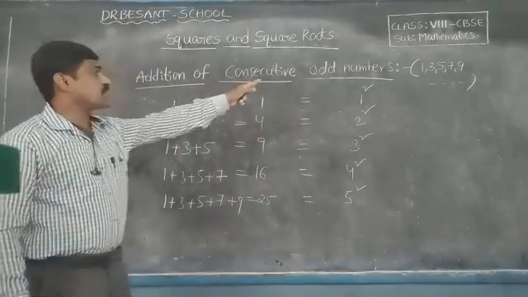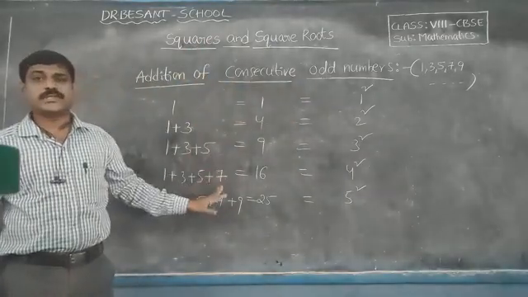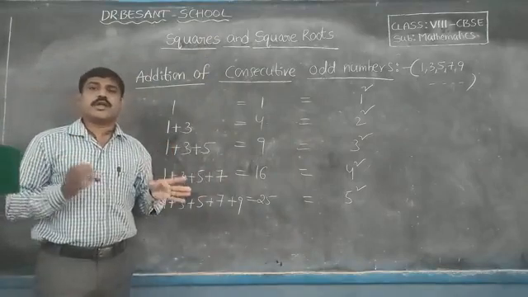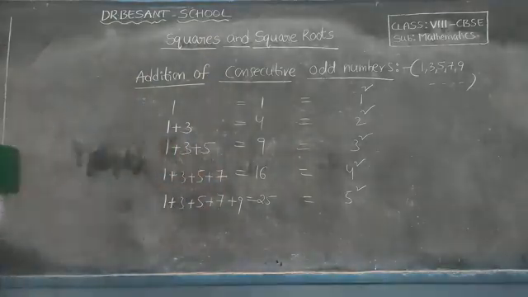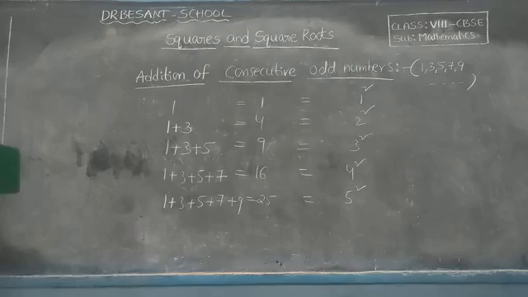So addition of consecutive odd numbers. This pattern you have to observe and remember. Note down, children: addition of consecutive odd numbers. I will send the PDF also, no need to worry. Next, some solved examples are there. I will explain the solved examples.